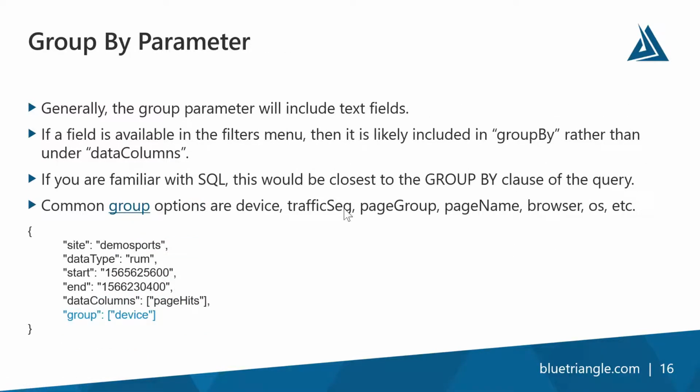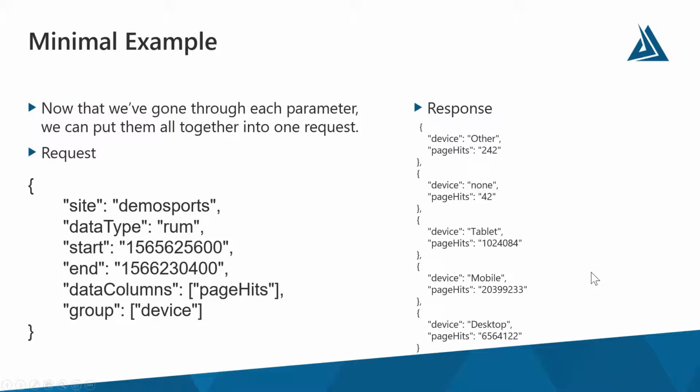All right, and then the group by parameter. This is essentially the group by clause of an SQL query. Some of the common ones here would be device or traffic segment, page group, page name, browser, OS, etc. These are things that would typically show up in the filters menu in the Blue Triangle portal. So at this point, we have all of the required parameters necessary to send a valid request to the API. Now I'm going to show you what that looks like on the next slide.